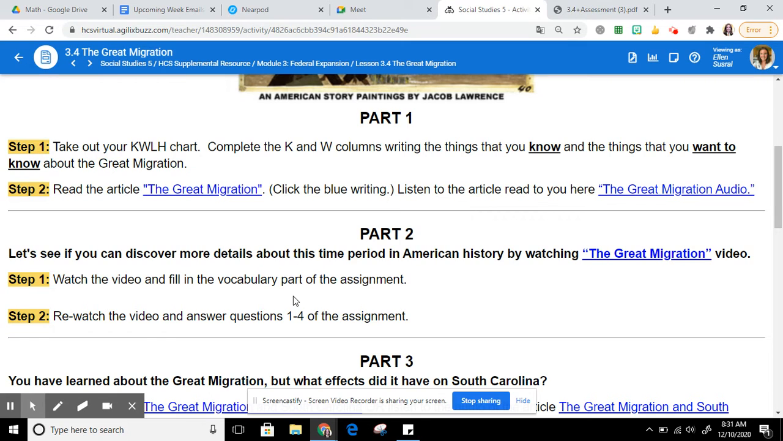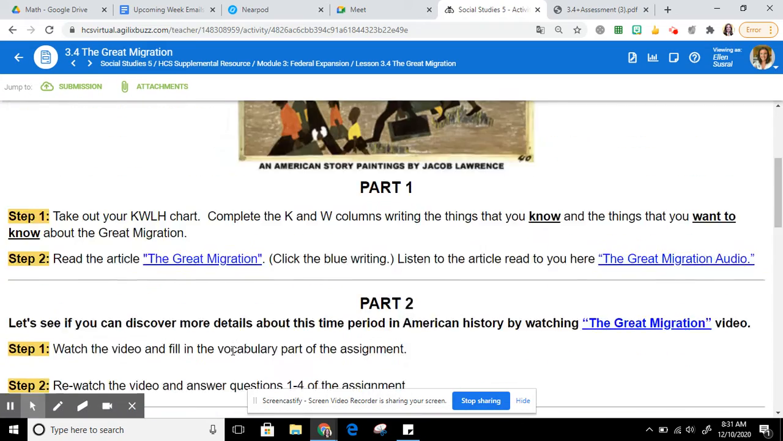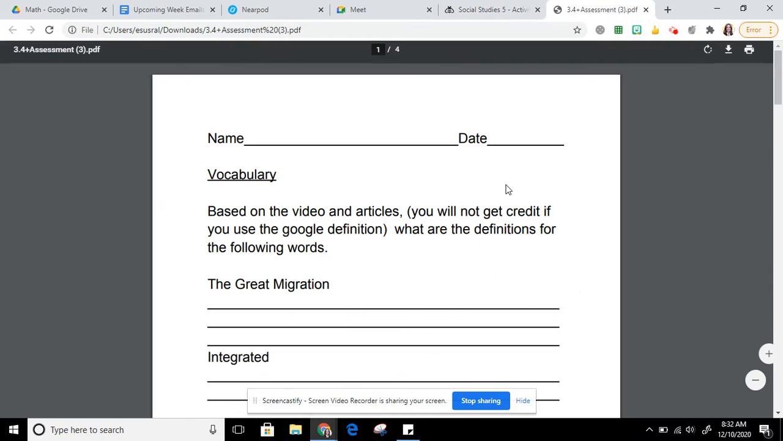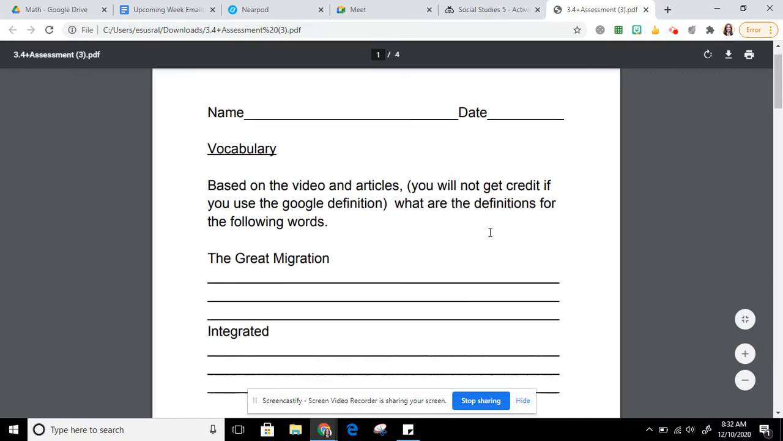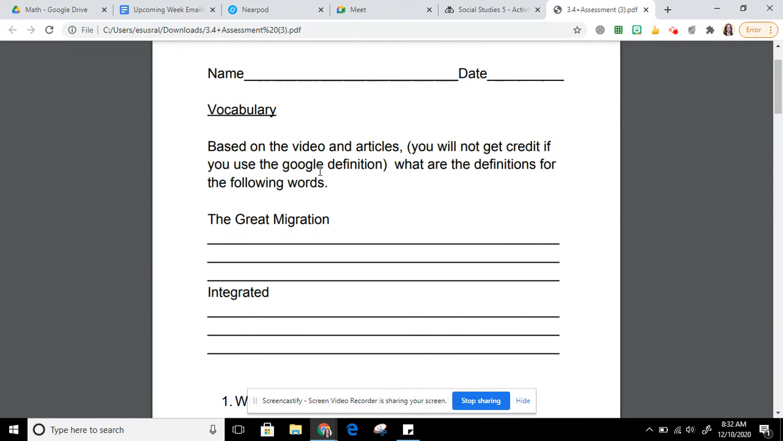So now that we're to the assignment part of this activity, all the way at the bottom under attachments, you're going to see 3.4 assessment. That's your assignment. So you're going to click on that, and I'll pull up here. You've got 2 vocabulary words. And it says, based on the video and the articles from part 1 and part 2, you're not going to get credit if you use Google. What are the definitions for the following words?